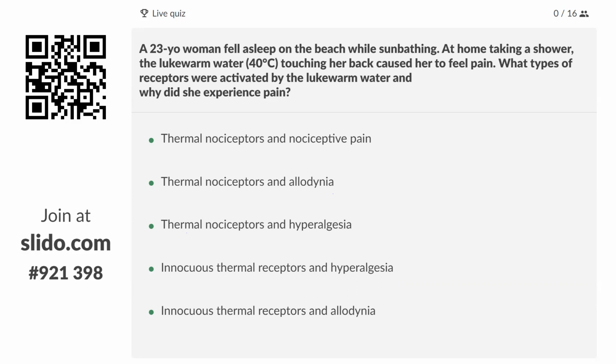Was it thermal nociceptors and nociceptive pain? So what receptors were stimulated, and what type of pain did she experience? That is the question. Is it thermal receptors and allodynia, thermal receptors and hyperalgesia, innocuous thermal receptors and hyperalgesia, or innocuous thermal receptors and allodynia? This will segue into our discussion of the difference between hyperalgesia and allodynia.